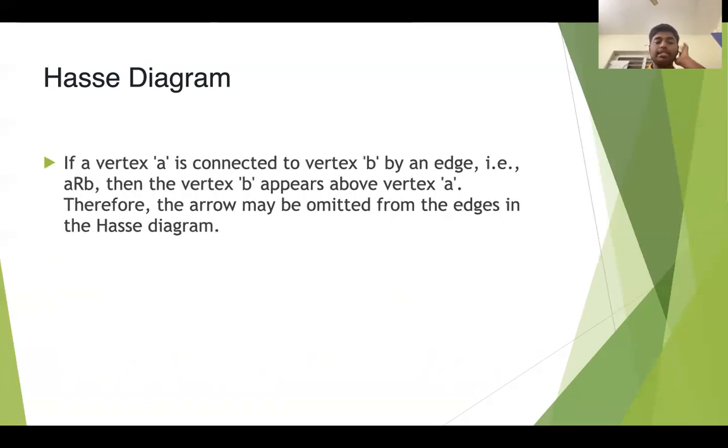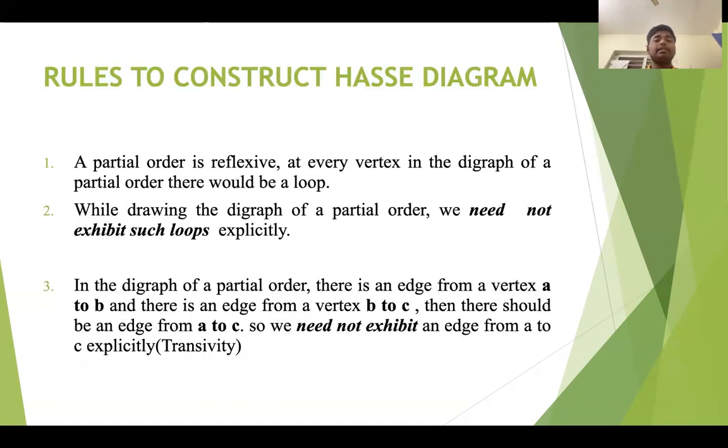If a vertex a is connected to vertex b by an edge, that means (a, b), then the vertex b appears above vertex a. Therefore, the arrow may be omitted from the edges in the Hasse diagram.